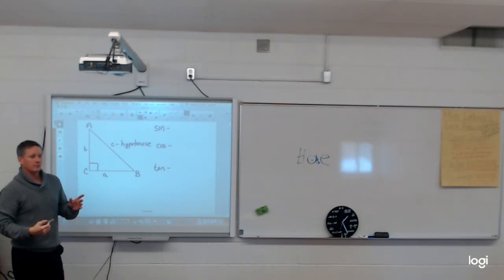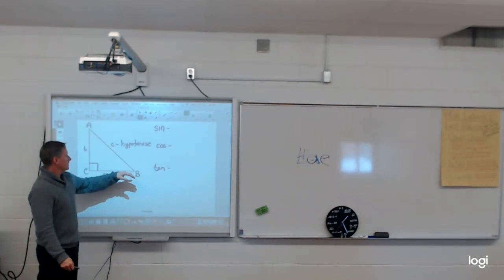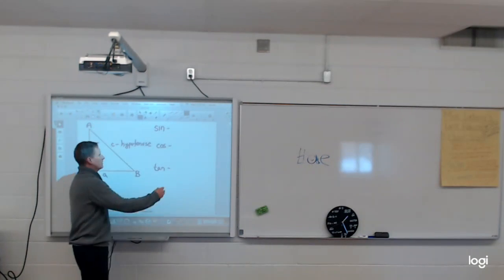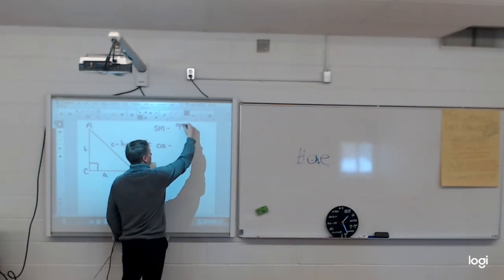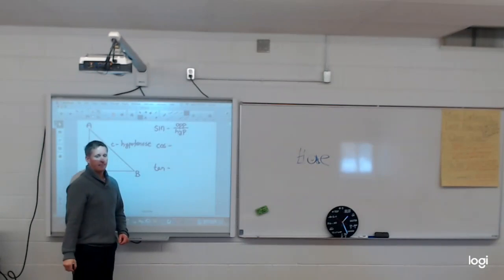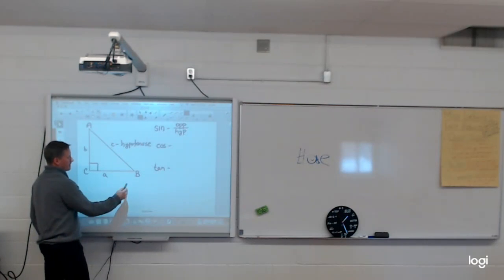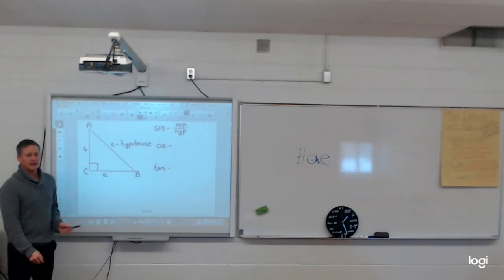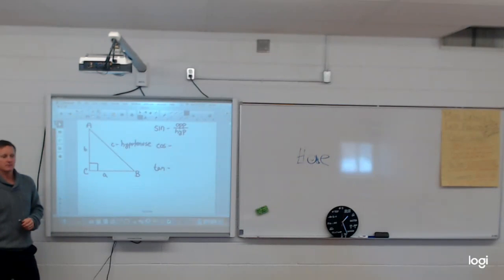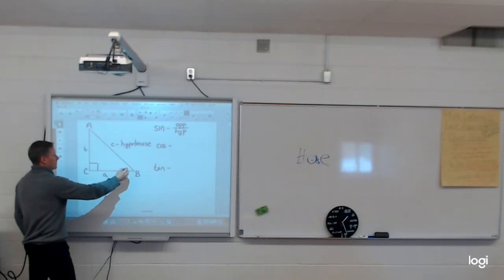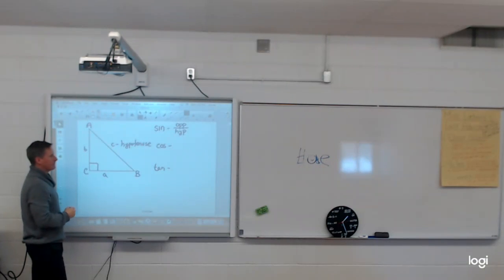The sine ratio compares the length of the side opposite the angle I'm talking about to the hypotenuse. So we write it out like this, opposite over hypotenuse. So write that down somewhere. Now the side opposite. Look at angle B right here. Which side is opposite angle B? Side B. Opposite means across. So what's across from angle B? Side B. Okay?